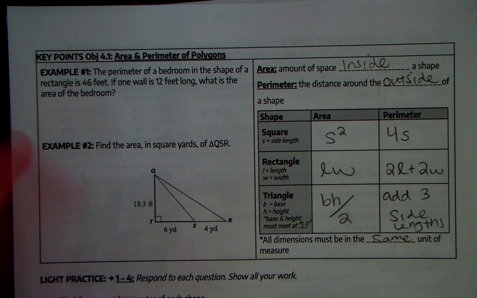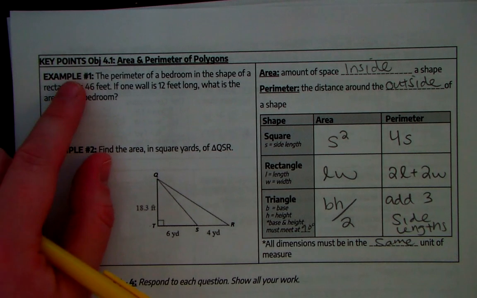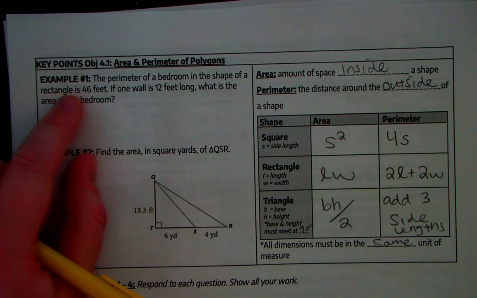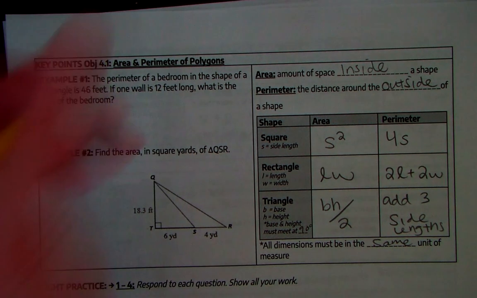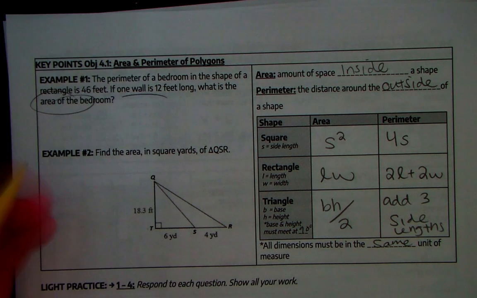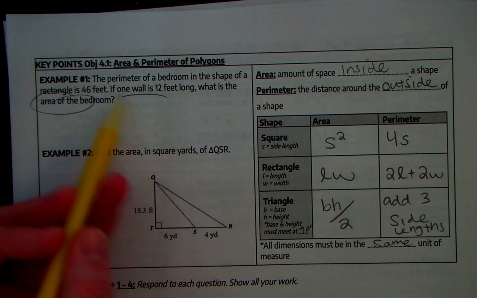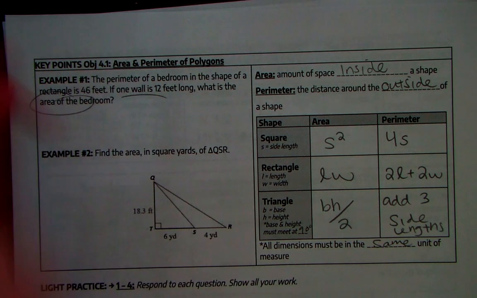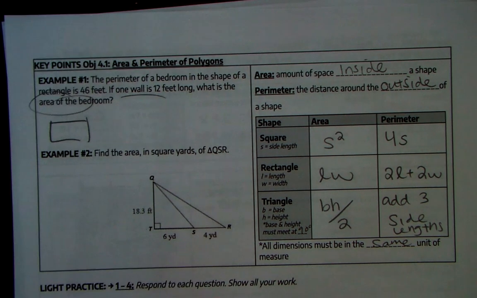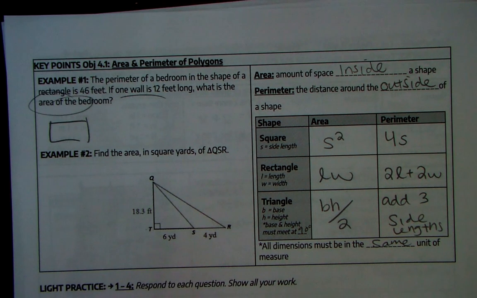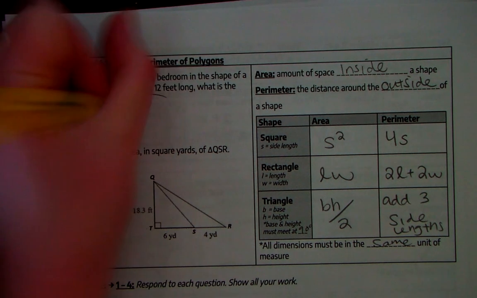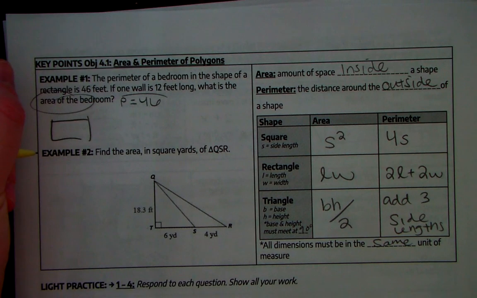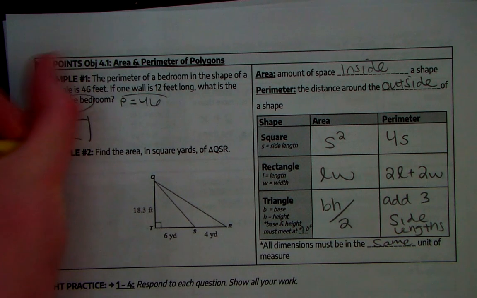All right, so here is an example. The perimeter of a bedroom in the shape of a rectangle is 46 feet. If one wall is 12 feet long, what is the area of the bedroom? So what is the question asking for? The area of the bedroom. We're given the perimeter of the shape of a rectangle is 46 feet. So I'm going to draw out my rectangle here, and the perimeter is 46 feet. And then if one wall is 12 feet long, so I'll make these two 12 and 12.